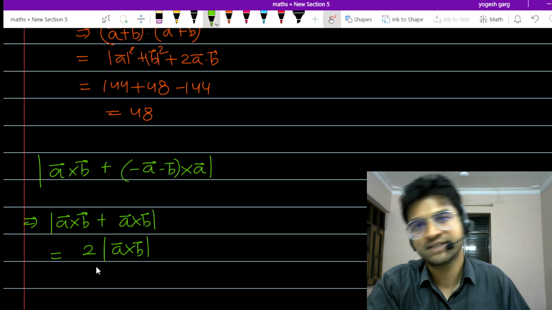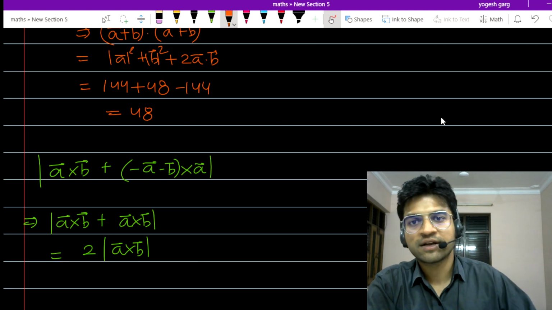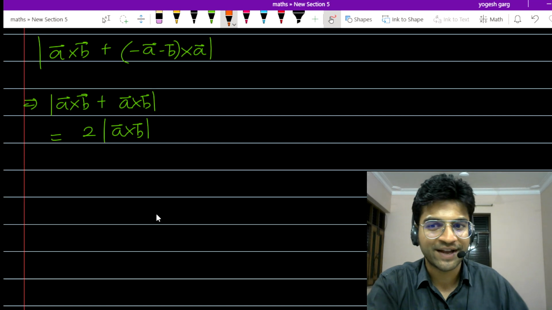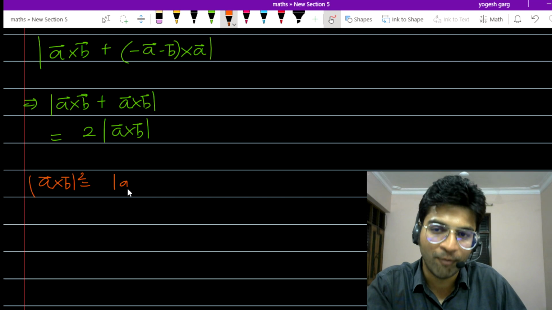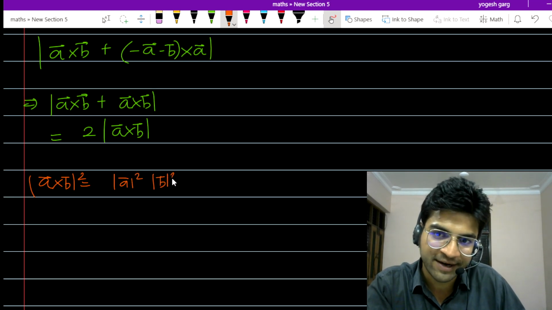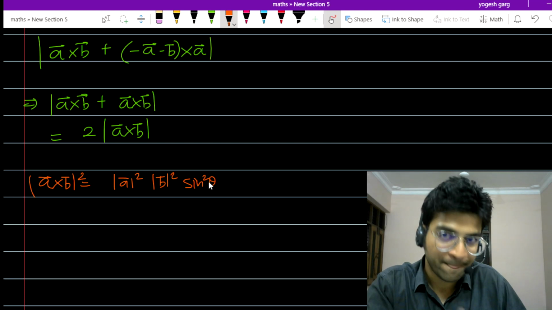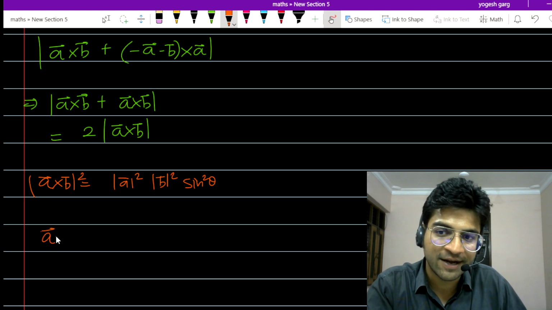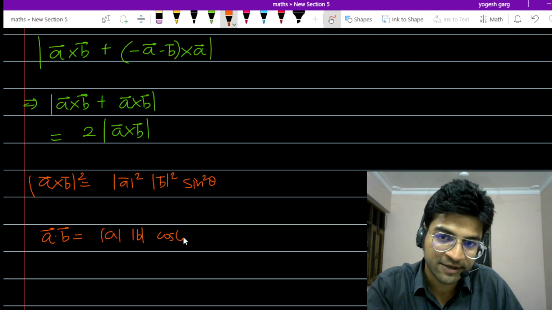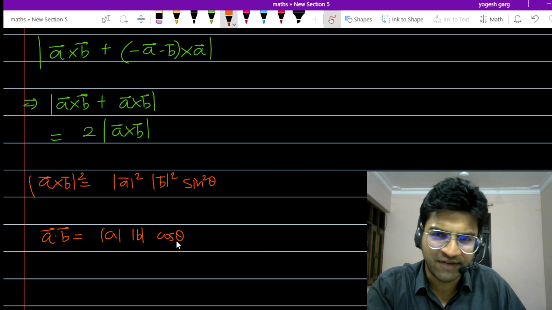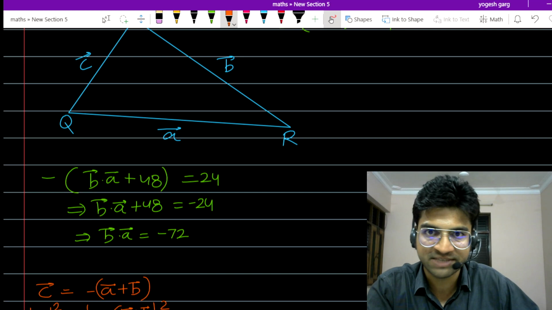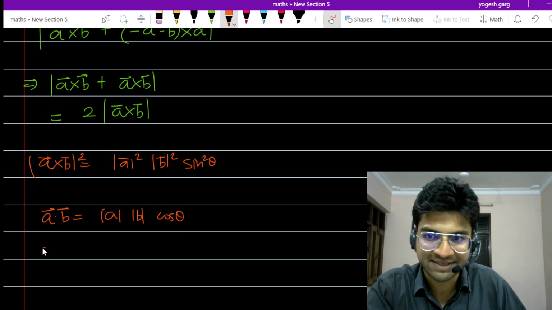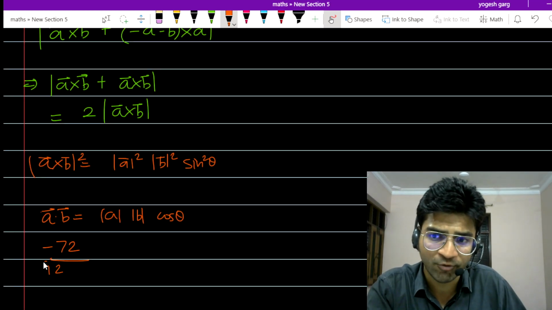Now how to find this? What we can do instead is to find the value of mod A cross B square. Now mod A cross B square is equal to mod A square into mod B square into sine square theta, where A dot B is equal to mod A mod B cos theta. Fine. So from this we can find the value of cos theta. Mod vector A dot vector B is minus 72, right? So this is minus 72 upon mod A, which is 12, and this is 4 root 3.